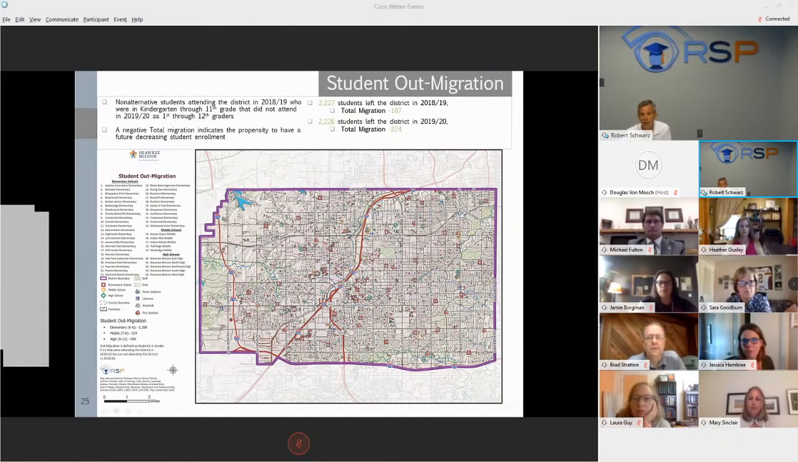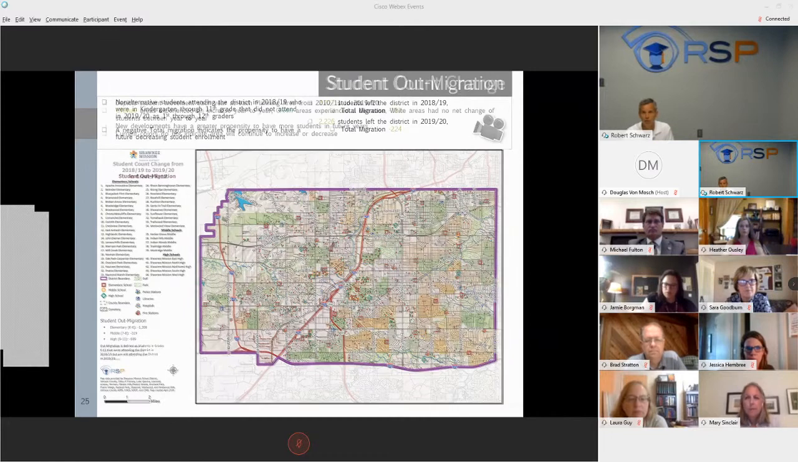We look at the corollary of this, and that's the out-migration. So again, the dots represent students that were receiving services in 2018-19, but not receiving them in 2019-20. What we're seeing is we typically are seeing more students that left the district than those that came into the district, thus a negative number that we see for the last 2 years of 224 for this year and 187 the previous year.